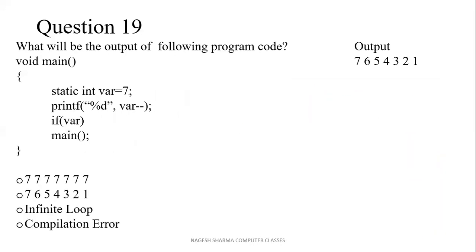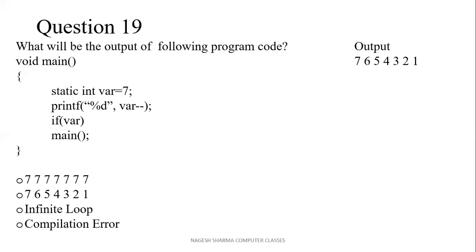Question number 19, what will be the output of the following program code? In this program code, you are making a recursive call for the main function, and you have used some static variable. As all of you know the property of static variables, they are initialized only once during the first call. In the next calls of the same function, the latest value that was updated in the previous call will be used, and this static variable will not be initialized again.